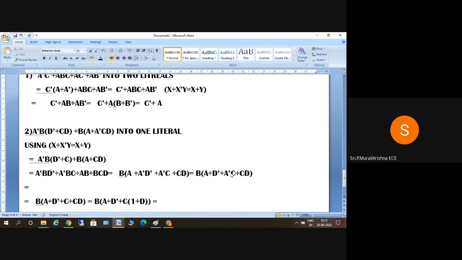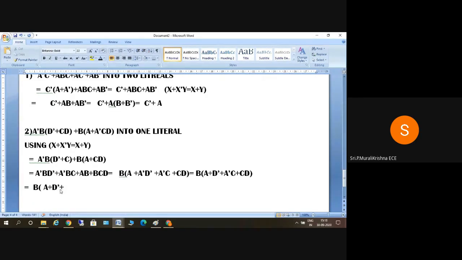I think we can't reduce to one literal. I think there is a problem in this one. But let's see what are the possibilities we can see. So we'll see the possibilities here. But you have to know the concept here. So b into a plus d bar.